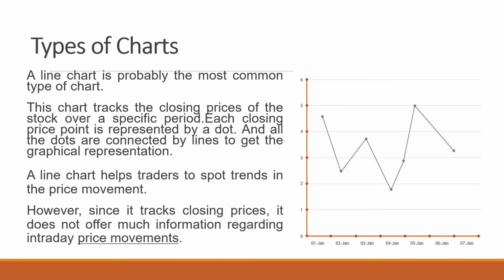A line chart is probably the most common type of chart. This chart tracks the closing price of the stock over a specific period. In the chart, the x-axis represents the time period, while the y-axis represents the stock price. Each closing price point is represented by a dot, and all the dots are connected by lines to get the graphical representation. While it is considered quite simplistic compared to other charts, a line chart helps traders to spot trends in the price movement. Since it tracks the closing price, it does not offer much information regarding the intraday price movement.